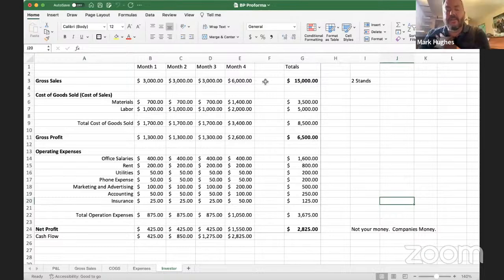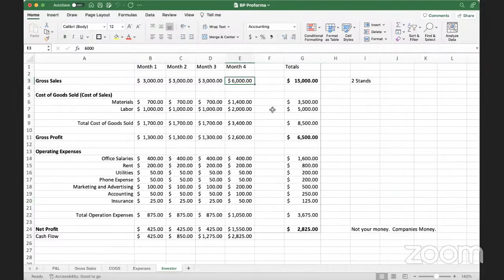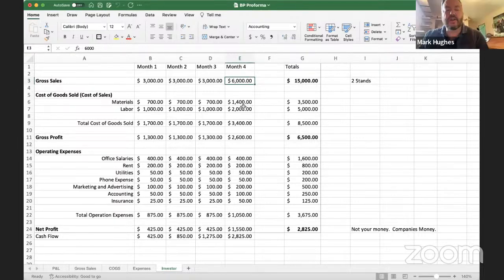So follow me on this spreadsheet. You sell, instead of 3,000 kwacha, you sell 6,000 kwacha. So your cost of your materials doubled.